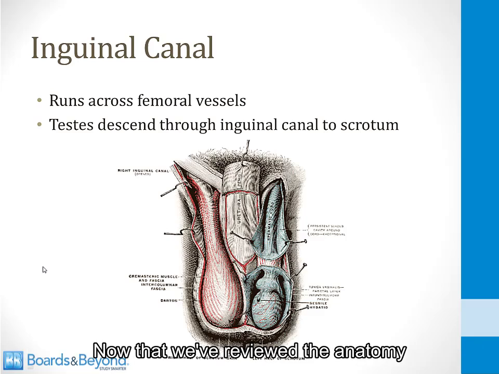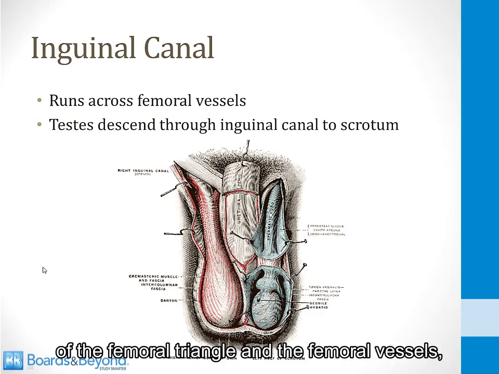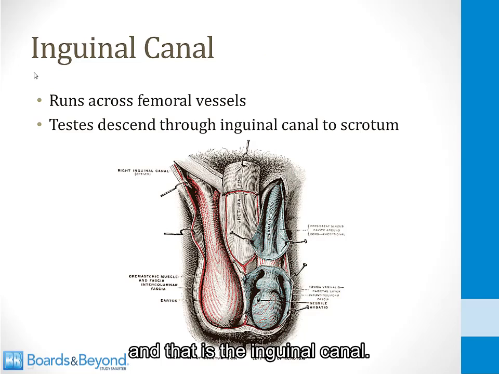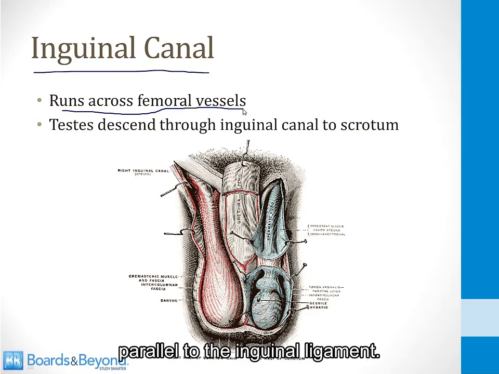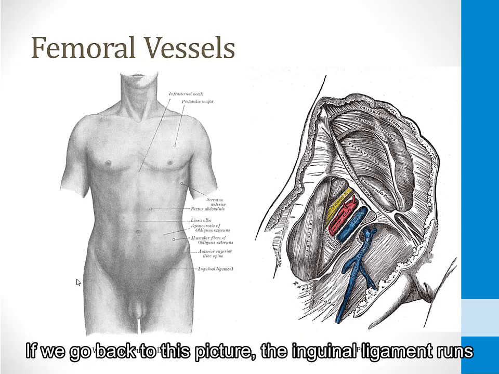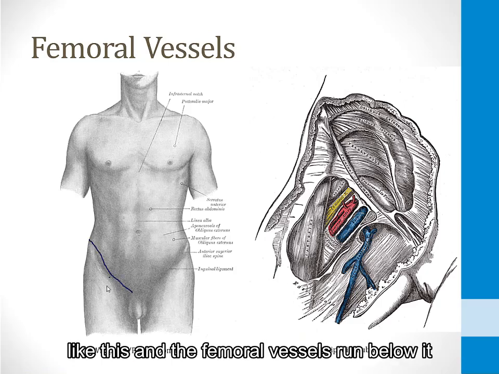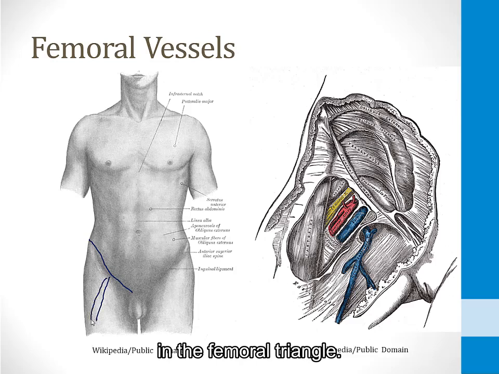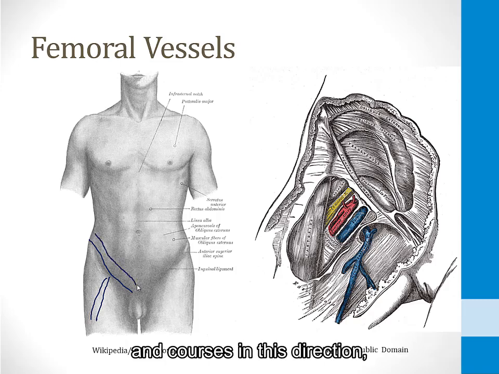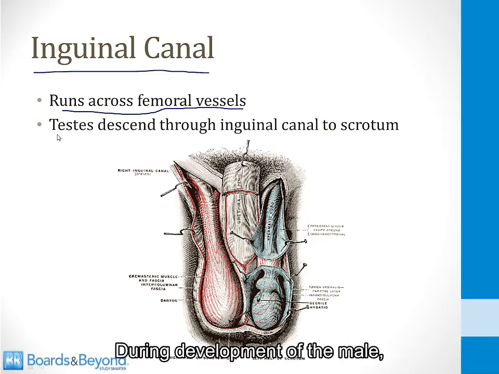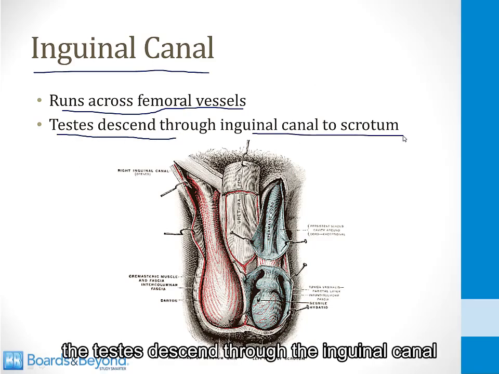Now that we've reviewed the anatomy of the femoral triangle and the femoral vessels, let's talk about something different, and that is the inguinal canal. This runs across the femoral vessels parallel to the inguinal ligament. If we go back to this picture, the inguinal ligament runs like this, and the femoral vessels run below it in the femoral triangle. The inguinal canal runs on top of the inguinal ligament and courses in this direction. It carries the testicles into the scrotum. During development of the male, the testes descend through the inguinal canal into the scrotum.